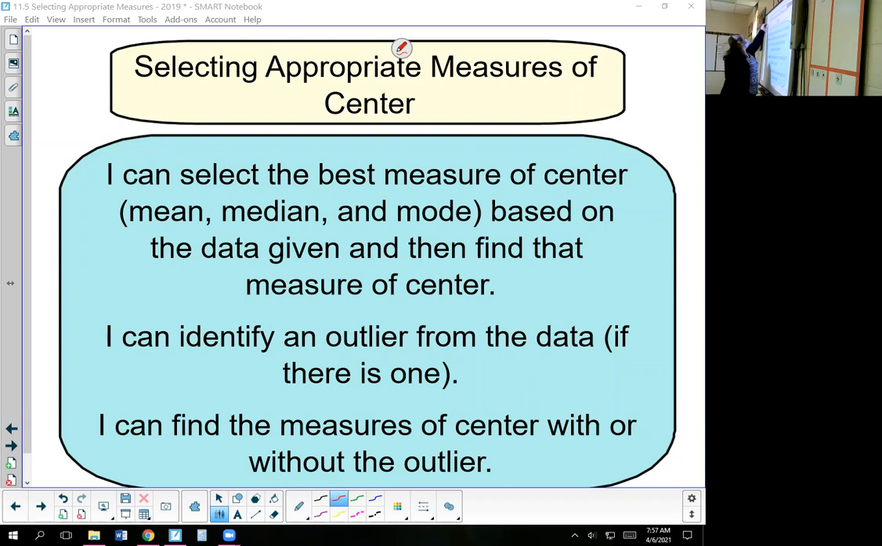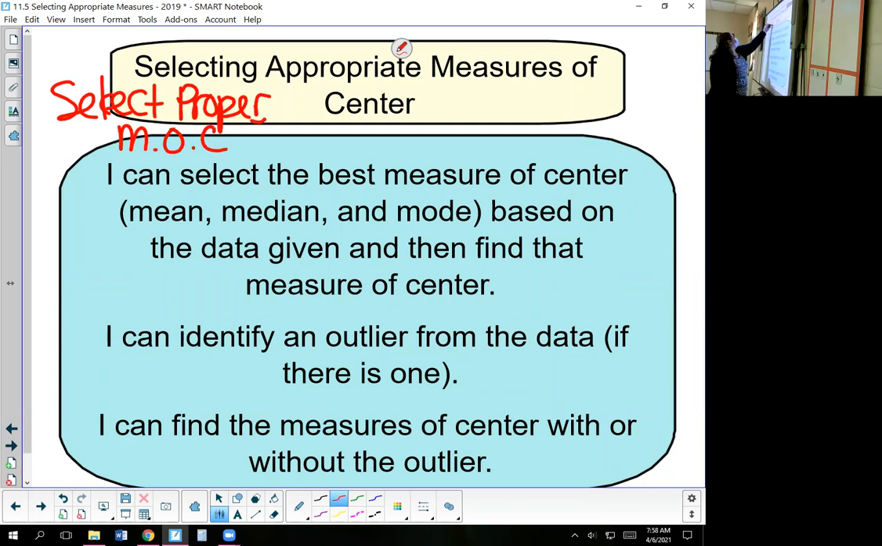Just put select the proper MOC, measure of center. That'll be our title for today. Select the proper measure of center. That'll be your topic for your notes. Okay, so select proper MOC. I'm actually going to write that over here.